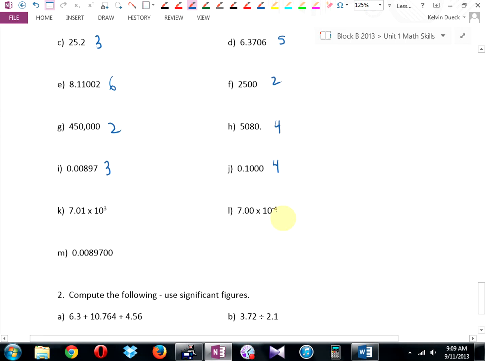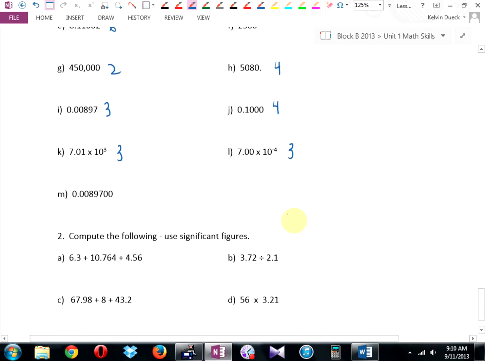This is where scientific notation is nice. How many sig figs in K? 3. How many sig figs in L? 3. Basically, if it's in scientific notation, it's however many numbers show up, because scientific notation is 1 digit in front of the decimal, and then any numbers after the decimal that they write were significant. So scientific notation is very nice. What'd you say, Chris? 5. You're right. Who knew?